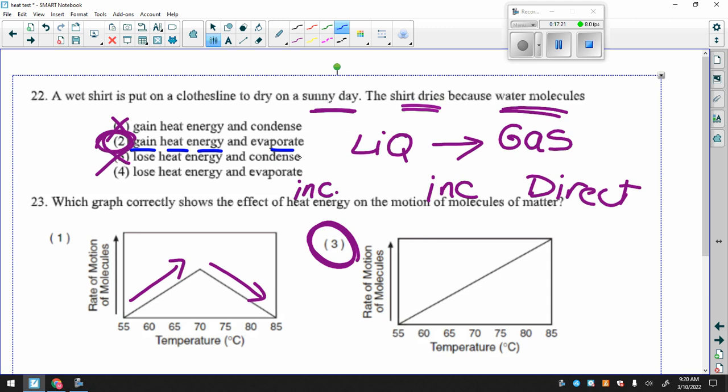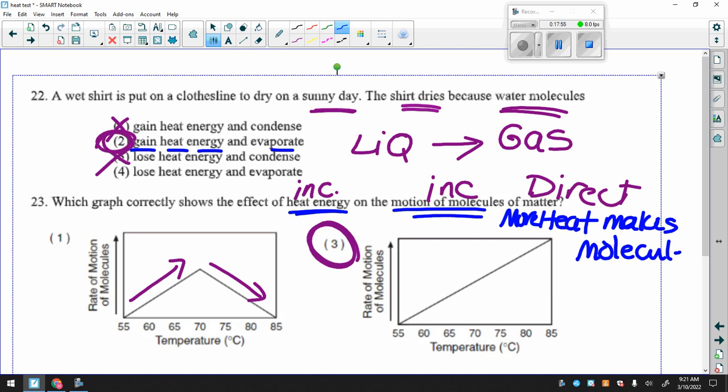Number 23. Heat energy. If I give it more heat, what's going to happen to the molecules? They're going to increase. It's a direct relationship. The why is heat energy increases when motion of molecules will increase. That's a direct relationship. So, more heat makes molecules move faster. So which picture shows that? Why? You didn't understand it?